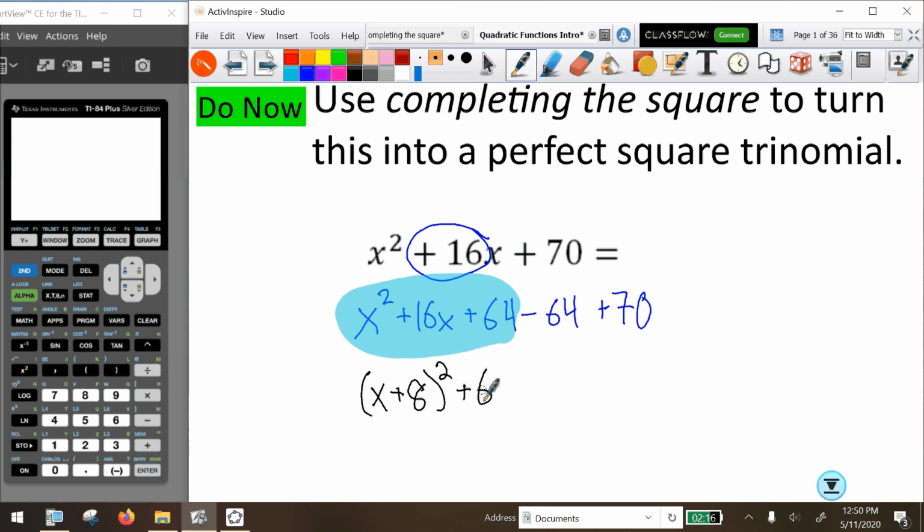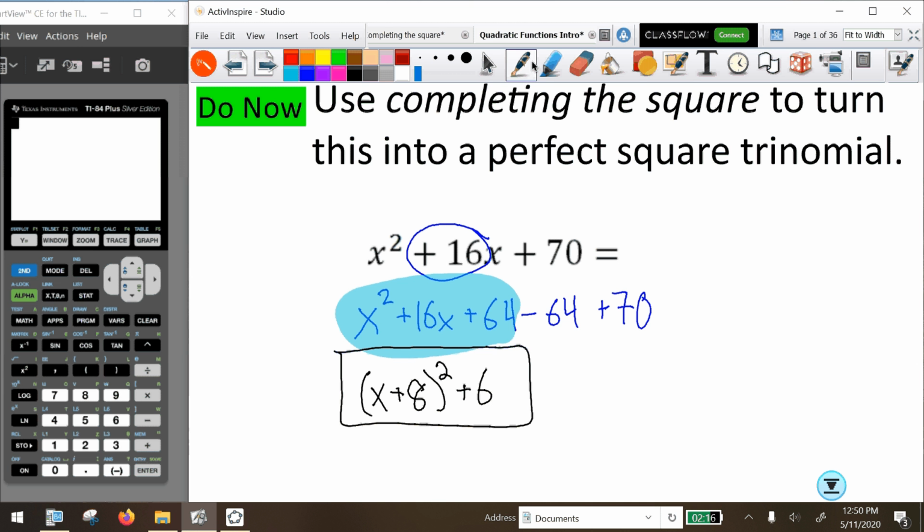So we just changed this original quadratic, x squared plus 16x plus 70, into the quantity x plus 8 squared plus 6. This is a much better form, and we're going to learn in this video today why that is. It's what's called vertex form, and we're going to be graphing some of these today. This is our first video in which we're graphing these quadratic equations.